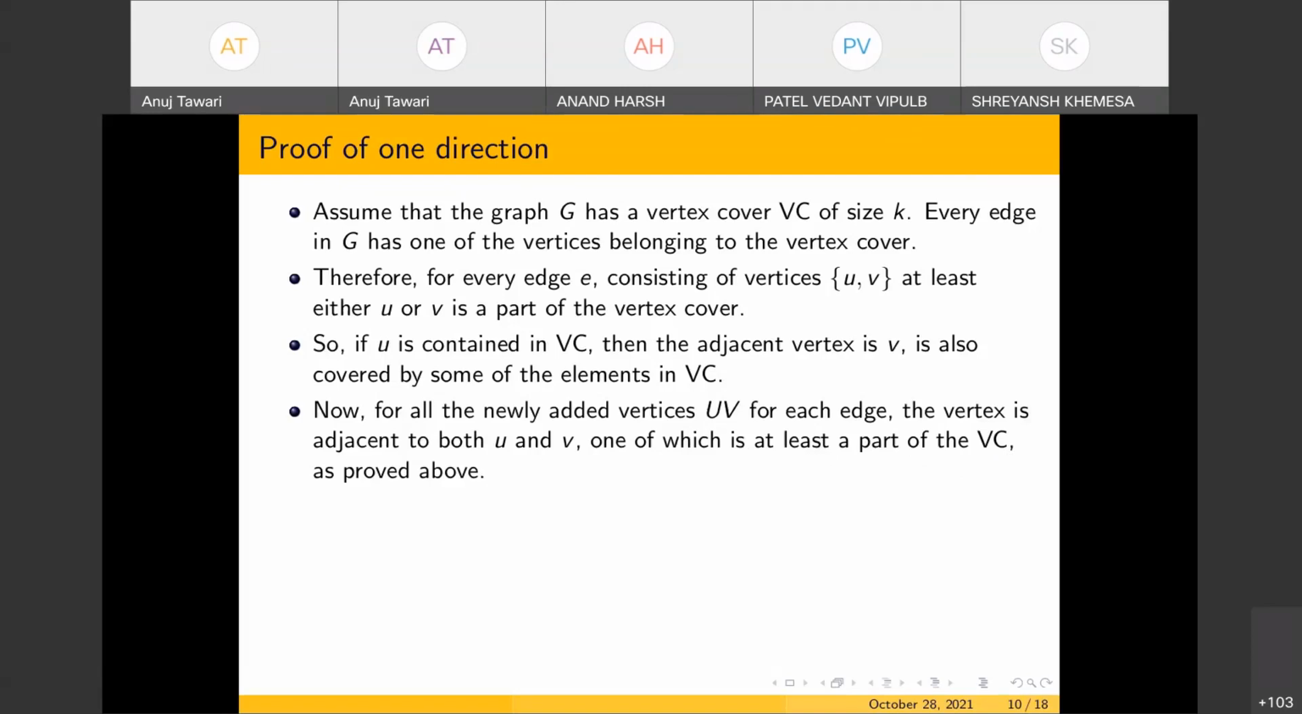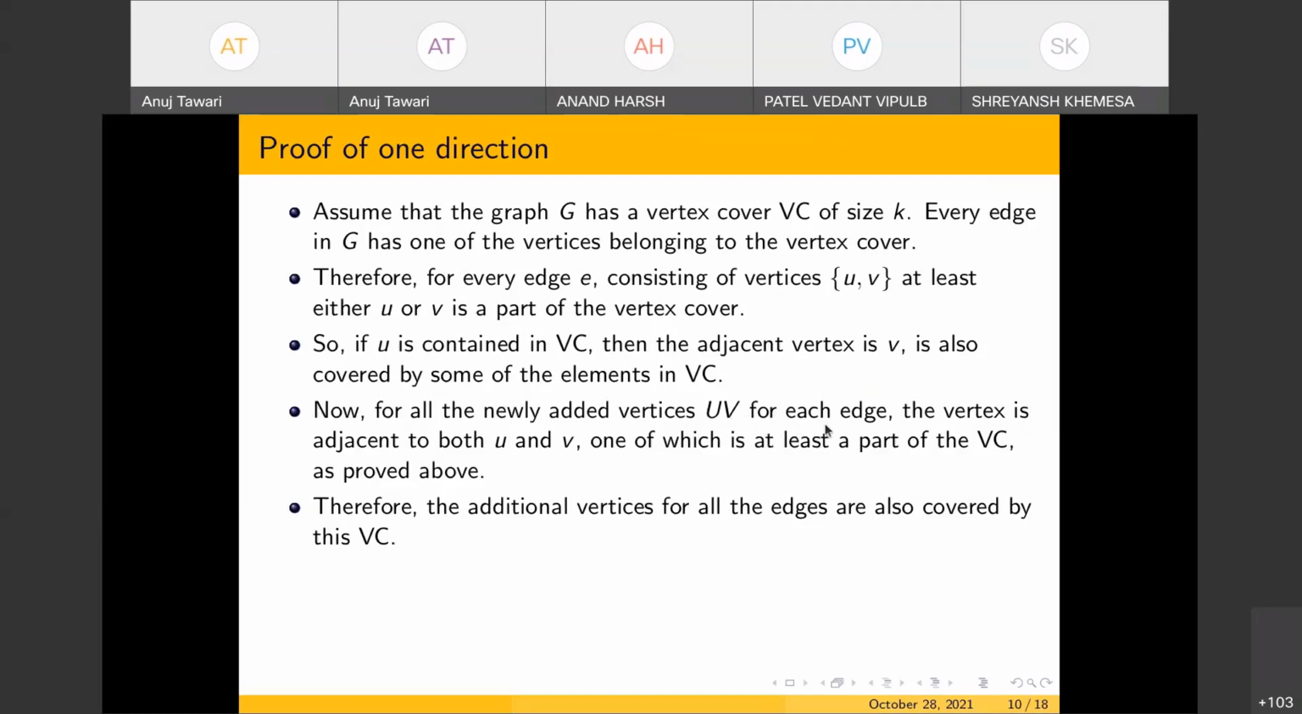And what we want to show here is that whatever vertices are there in this vertex cover will be a dominating set for the new graph G prime. So how are we going to prove that? Whatever the old vertices are, they are anyway covered because of the definition of the vertex cover. The only thing is the newly added vertices.